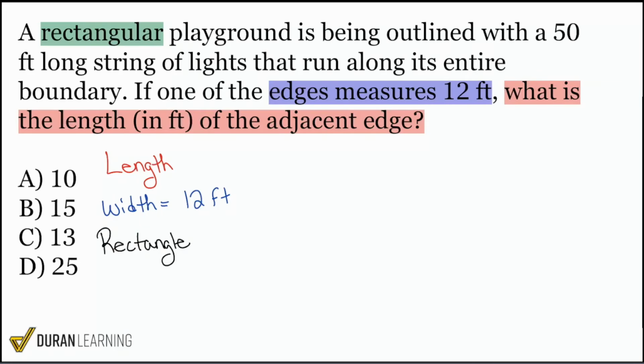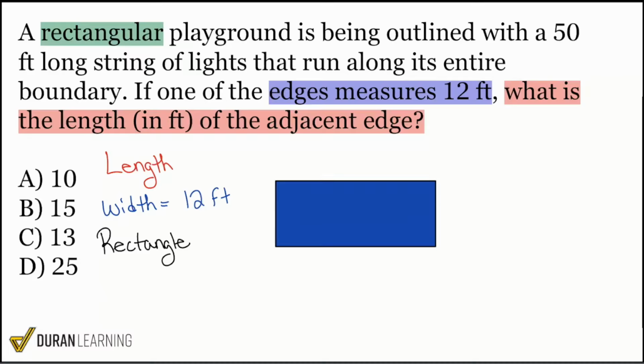Well, really, it's just going to be about reading the context. Let's draw a rectangle, and let me show you what I mean. If we're trying to outline this rectangular playground with a 50-foot long string of lights that run along the entire boundary, what does that sound like we're discussing, everybody? Exactly, that's perimeter. That is the distance around the shape.